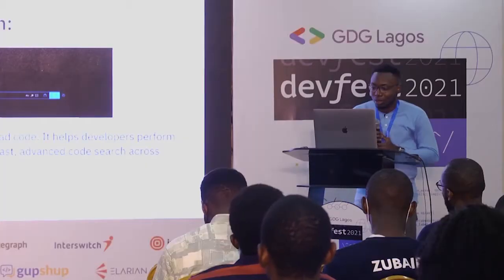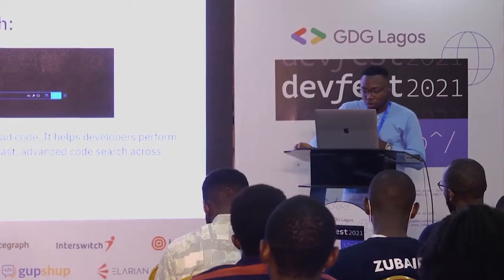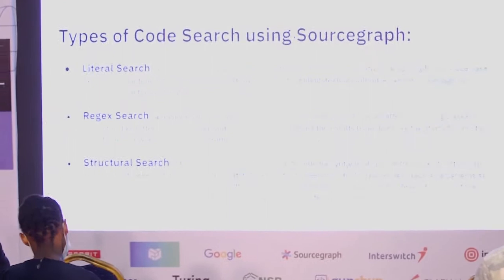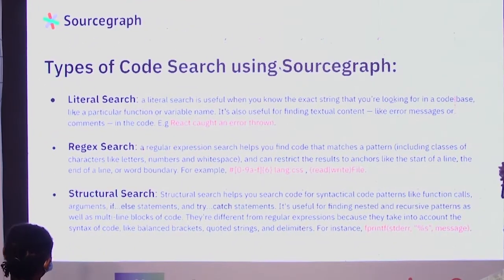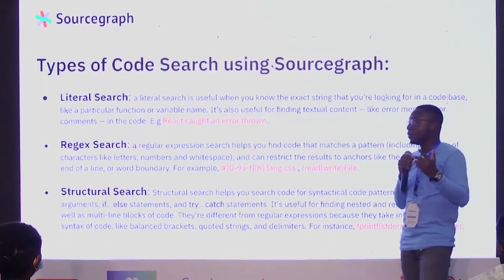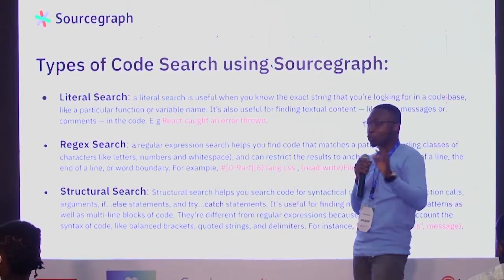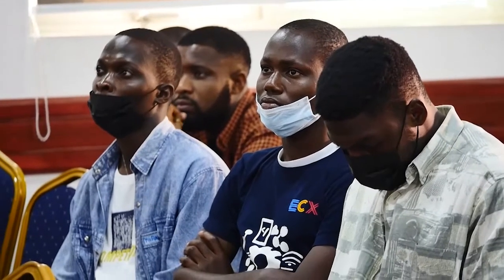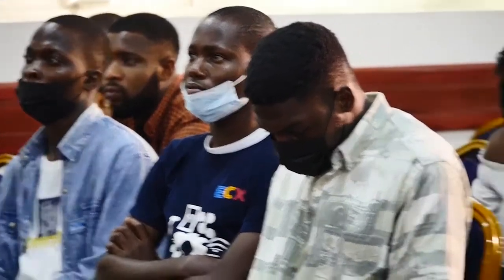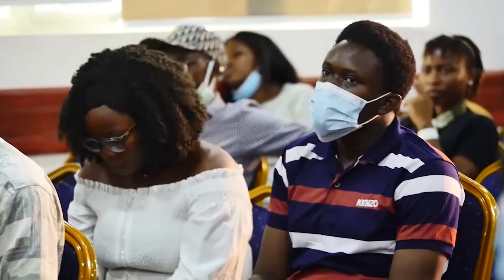Yeah, so we can say that it's similar to what I just showed us. There are different ways by which you can perform code search using Sourcegraph. We have the literal search, we have the regex search, and we have the structural search. The literal search is useful when you know exactly what you're looking for. For example, you already know the name of the variable or the name of the function that you're looking for.